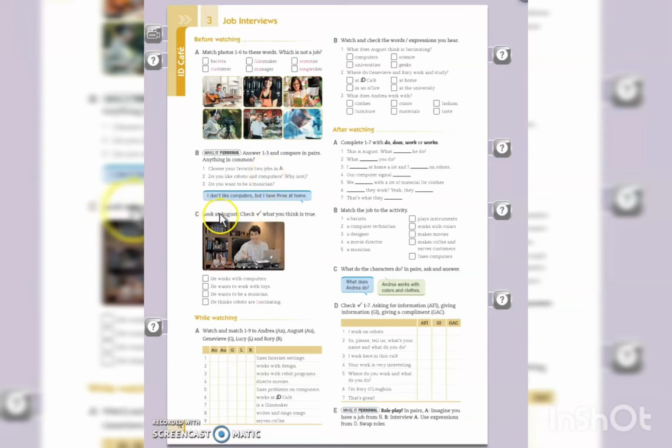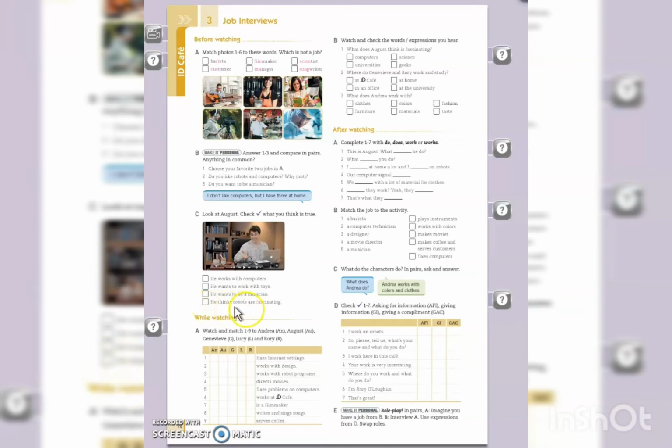Then we have letter C. Look at August. Check what you think it's true. What do you think is true? According to the picture. Look at the picture. He works with computers. True or false? That is true. Write a check here. Next one. He wants to work with toys. True. He wants to be a musician. I think it's no.